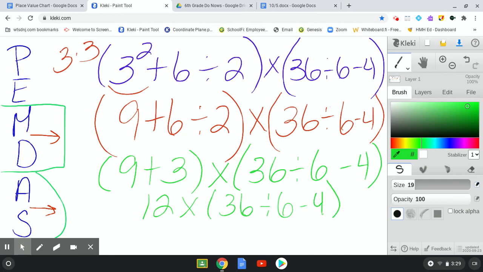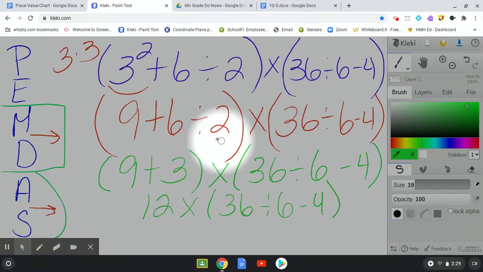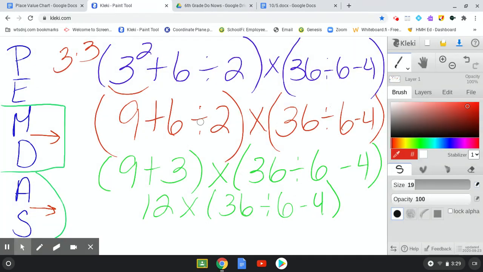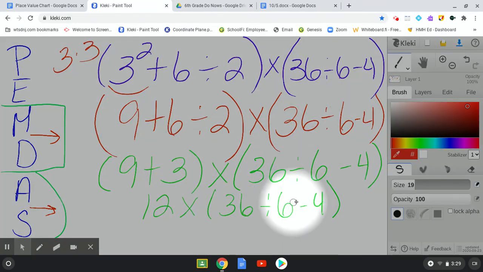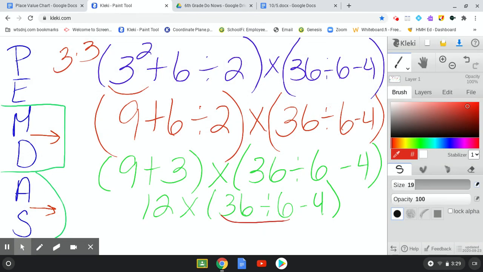Okay, so now I need to work within this second set of parentheses. So I'm going to do that. So I have division and subtraction. According to PEMDAS, I have to do division first. So I'm dropping down this 12, this multiplication sign, open up my parentheses. 36 divided by 6 is 6, minus 4, close parentheses.